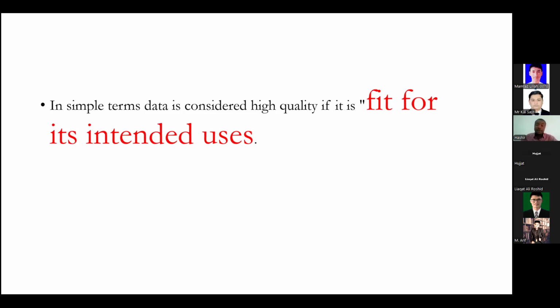So if your data isn't related to what you're trying to find, then it is not high quality. And the kind of data you have, even if it is quality, if it is not going to give you the utmost results that you need, then it is not considered high quality data.